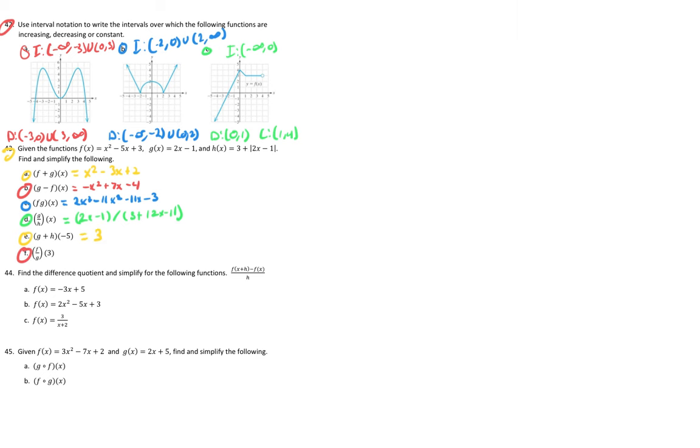F, or part F. F divided by g of 3. Should equal, anytime I see an x, I'm going to replace it with 3. So that's our f on top, so it'll be 3 squared minus 5 times 3 plus 3. That's our f, and our g is 2 times 3 minus 1.